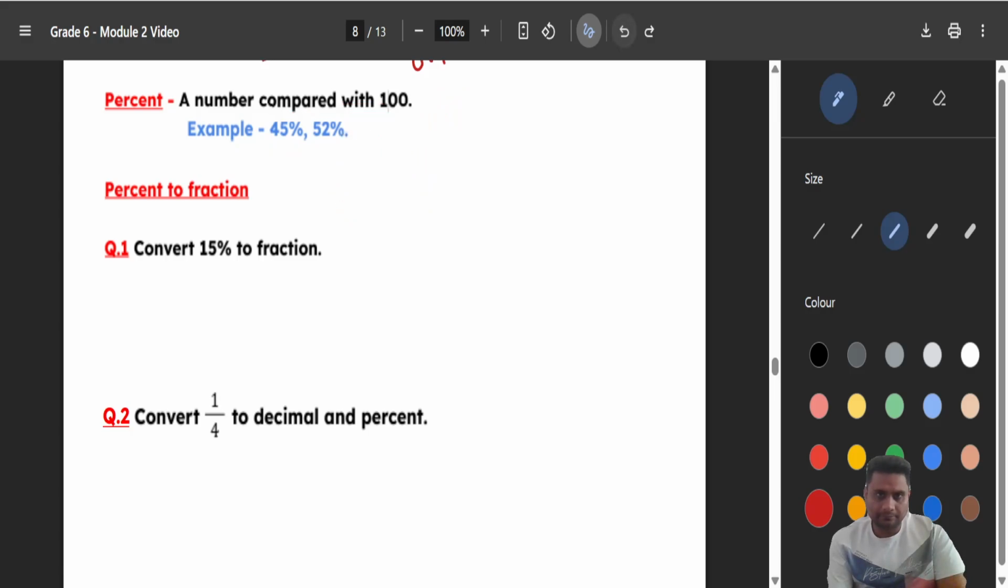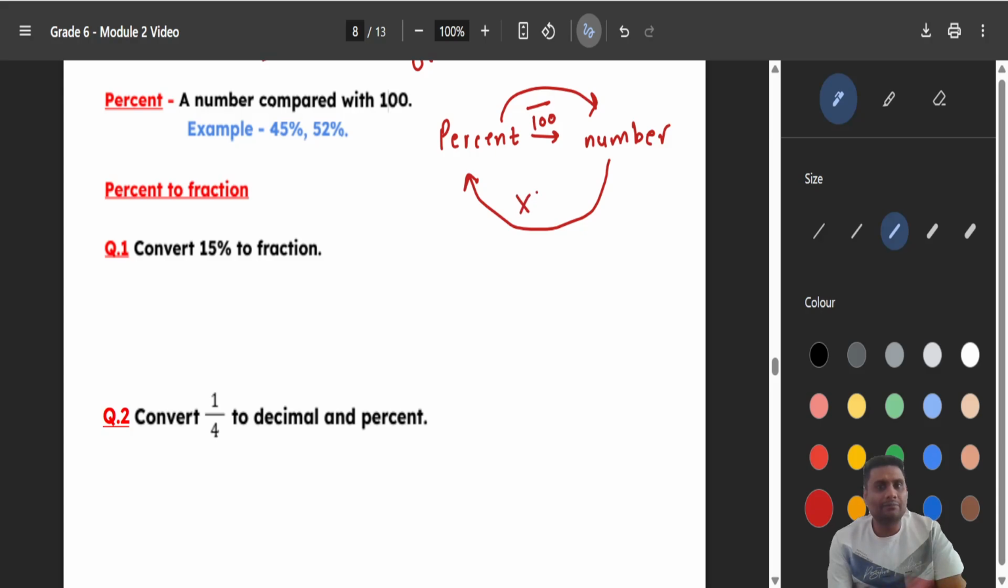Now see, if I want to change a percent to a number, going from percent to number, you will always divide by 100. But if you have any number, it can be a fraction also or a decimal also, and you want to change the number into percent, you will always multiply by 100.